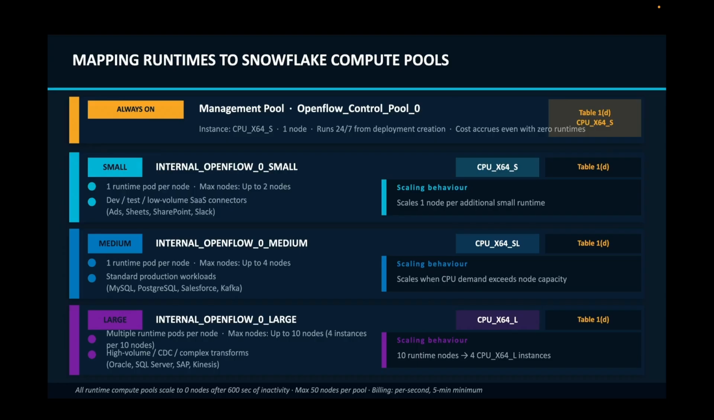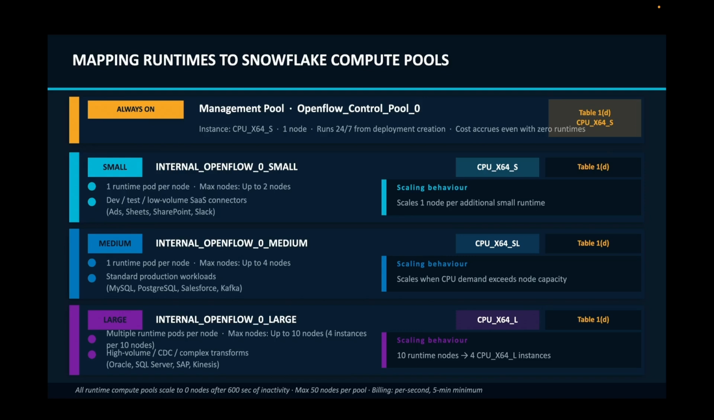Mapping runtimes to Snowflake compute pools. The first one here is the management pool. In Snowflake terminology, we call it Openflow control pool 0, and it will always fall under the small CPU x64 instance family. It runs on one single node. It runs 24 by 7 as long as the deployment is up and running.